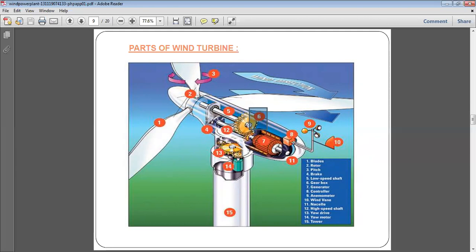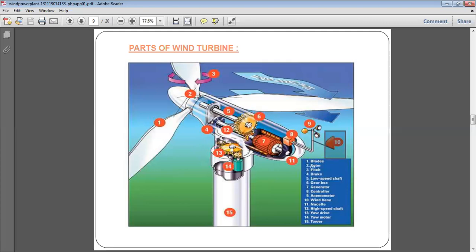With the rotation of the rotor, the main shaft rotates, with the rotation of the main shaft the generator rotates, and with the rotation of the generator, electricity is produced. Then the controller is connected on this part. This is number 8. Then 9 is the anemometer, which tells us the movement of air. Then the wind vane, number 10, tells us the direction of the wind.